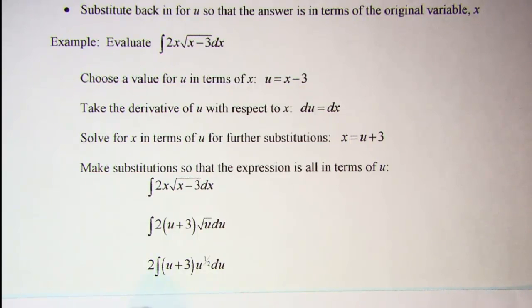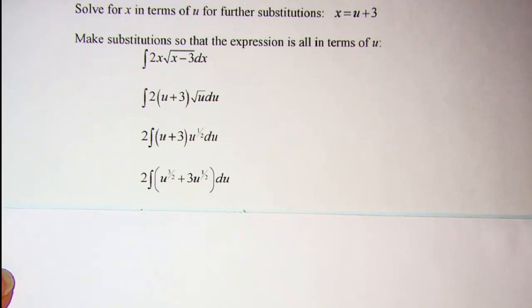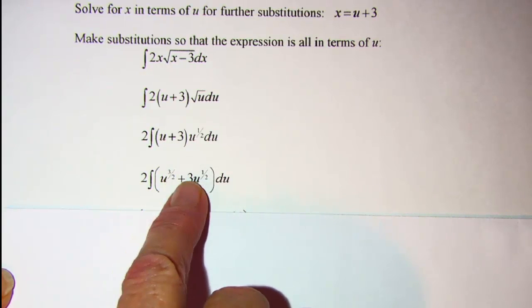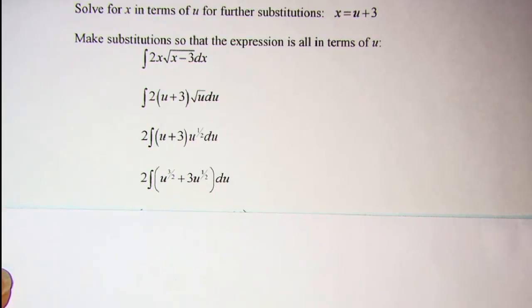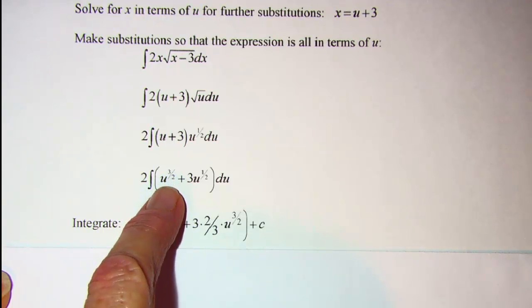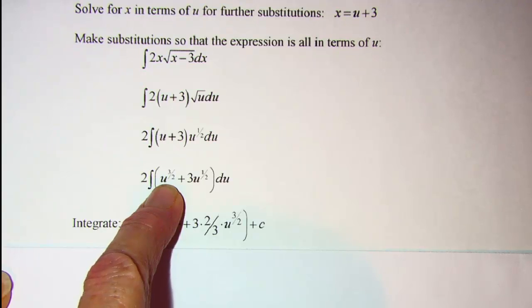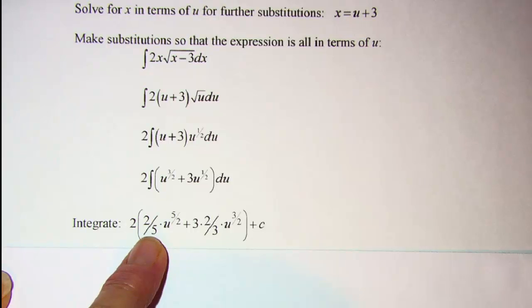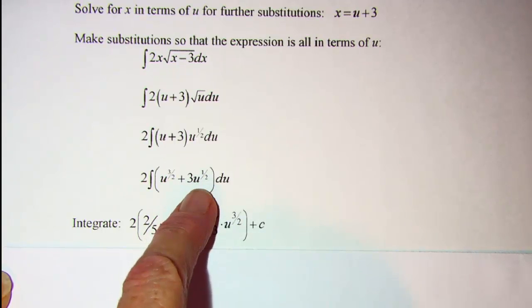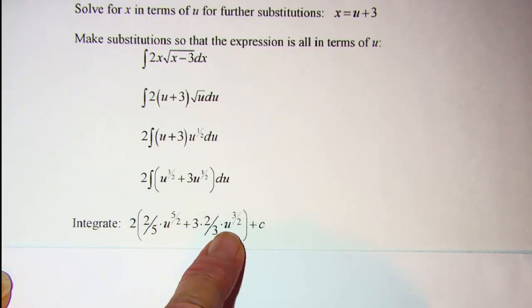Simplifying, the 2 can be brought out in front of the integral, and the square root can be written as exponent of 1/2. If we distribute the u to the 1/2 through the binomial, we have u to the 3/2 plus 3u to the 1/2. Now we're ready to integrate. So our 2 stays out in front. Increase the exponent by 1, so that's u to the 5/2 divided by 5/2, which is the same as multiplying by 2/5. And then 3 times, and then the integral of u to the 1/2. If we increase this power by 1, we get 3/2. So 2/3 times u to the 3/2.